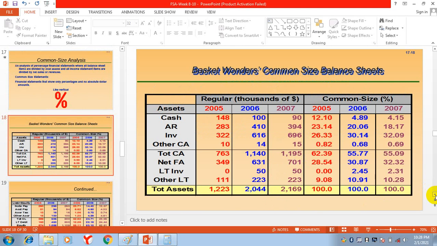So in common size analysis, it is simple. We will convert one year's data to percentages, similarly the next year's data, and similarly the next year's data. What is the procedure? The procedure is very simple. Take 2005, take each individual item, that is cash, divide it by total assets 1223 and multiply it by 100.